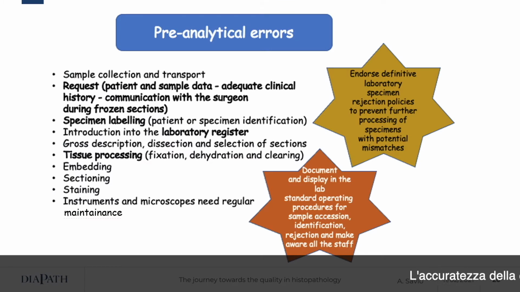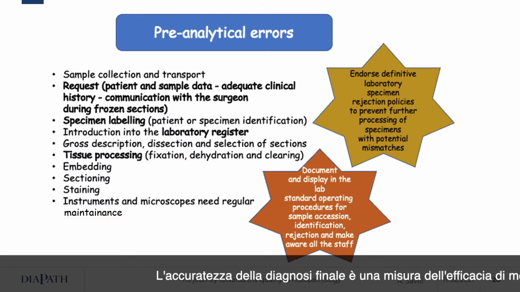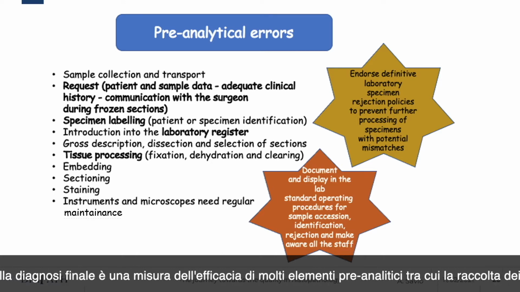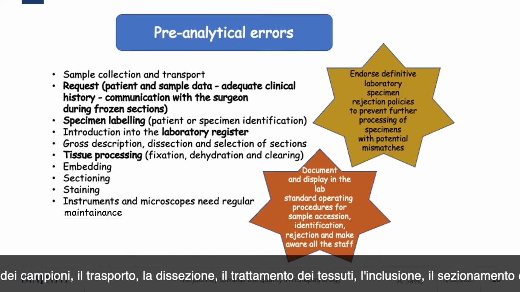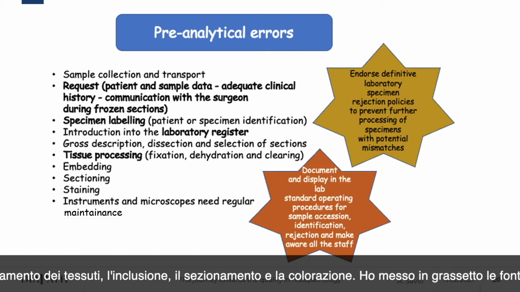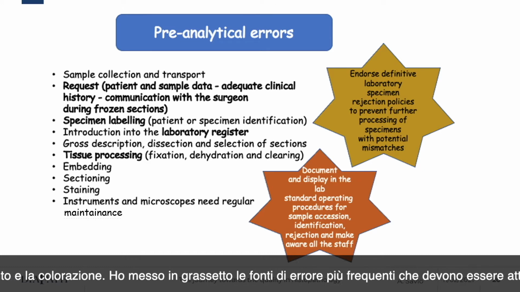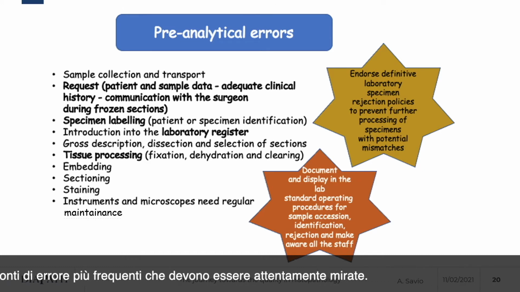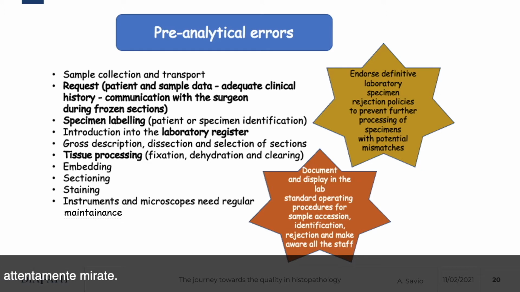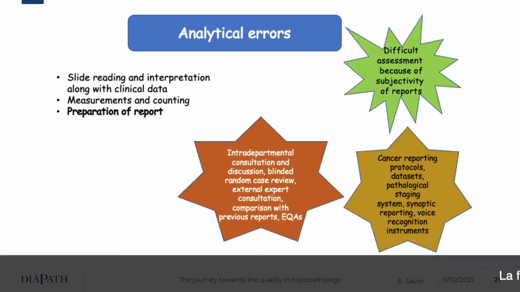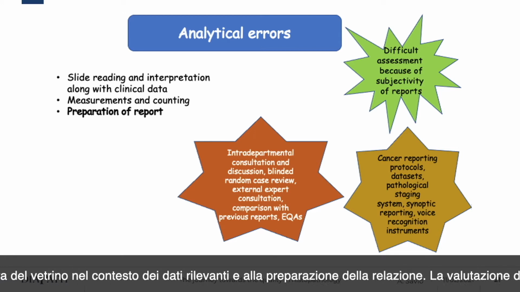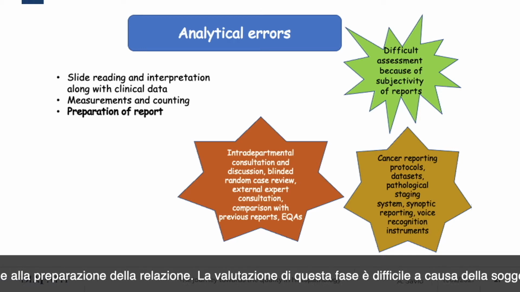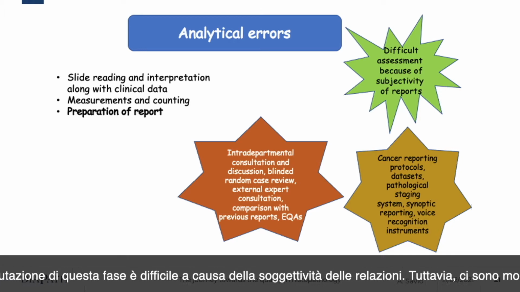The accuracy of the final diagnosis is a measure of the effectiveness of many pre-analytical elements, including specimen collection, transport, dissection, tissue processing, embedding, sectioning and staining. I have put in bold the most frequent sources of errors that need to be carefully targeted. The analytical phase is related to slide reading in the context of relevant data and preparation of the report. The assessment of this phase is difficult because of the subjectivity of the reports.